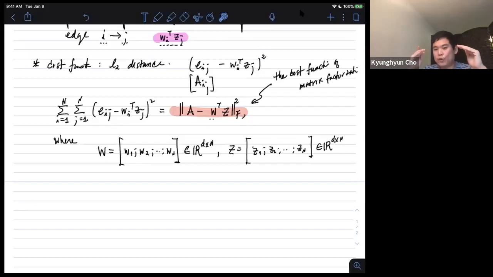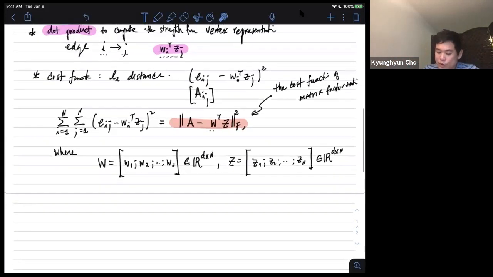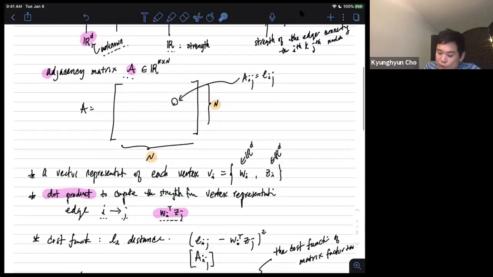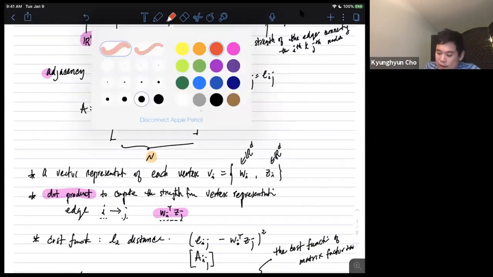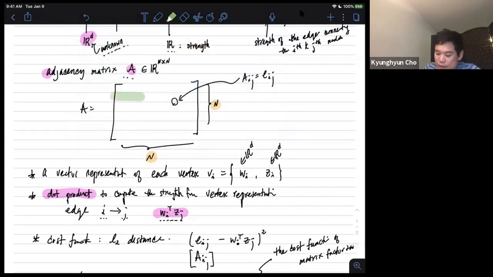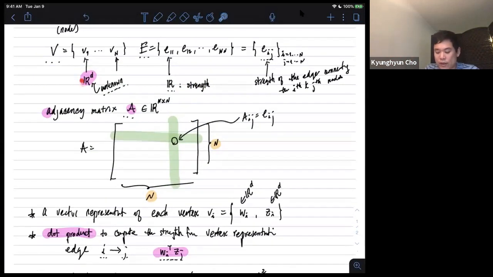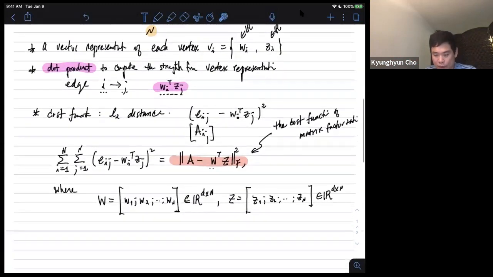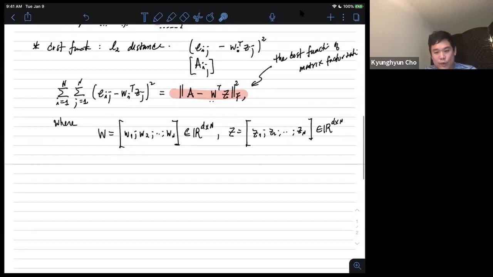Because the most trivial solution we can come up with in this case is simply to use each and every row of this adjacency matrix, or each and every column of this adjacency matrix, as the actual vector representation. And that's not what we want. What we want is a compact and dense vector representation that tells us about the relationships among all these nodes in the graph. So how do we actually solve this problem?